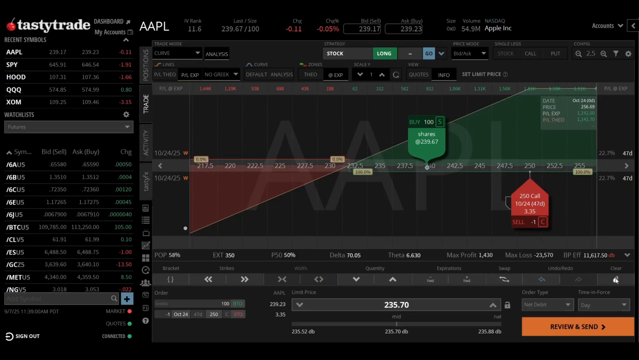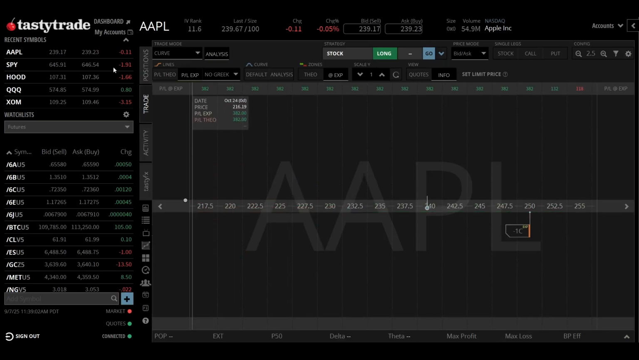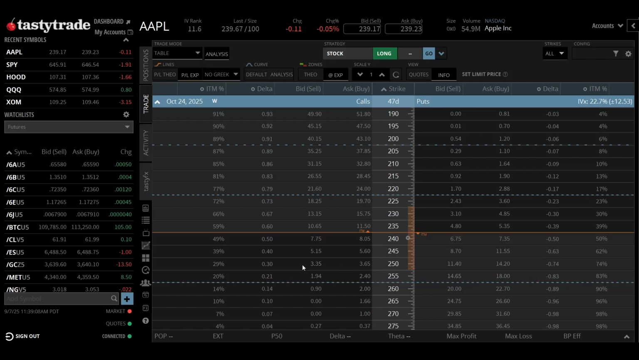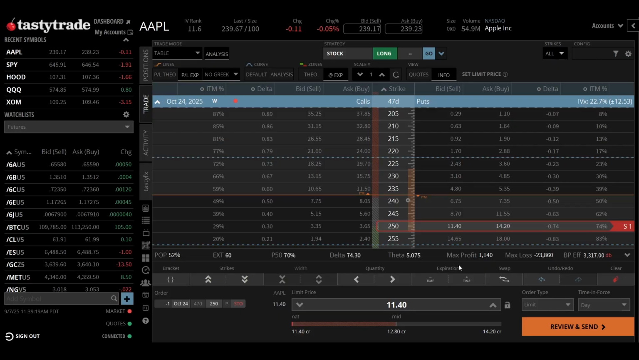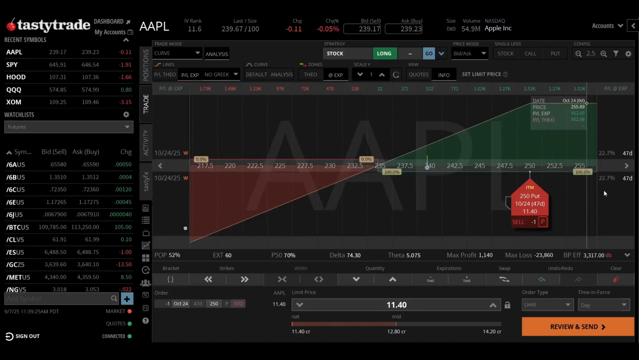So let's clear out this trade here, and let's just go look what happens if we go back to our table view and we sell the equivalent put. So I was selling this call here before, and buying stock. So now I am just selling that in the money put there. Let's go back to our risk tab here. Look at the curve view, and it is essentially the same thing. Our gain is capped here at our short strike of $250, and the max profit is basically the same at $1,140. So these two trades are identical.